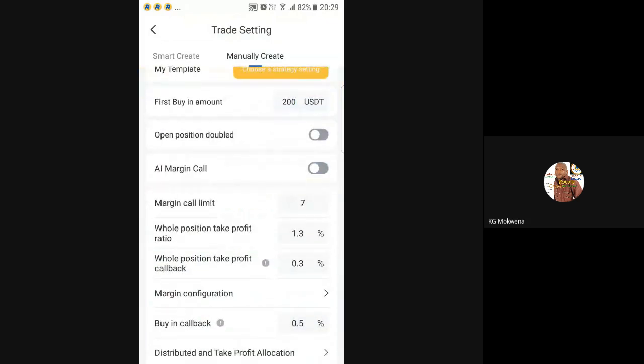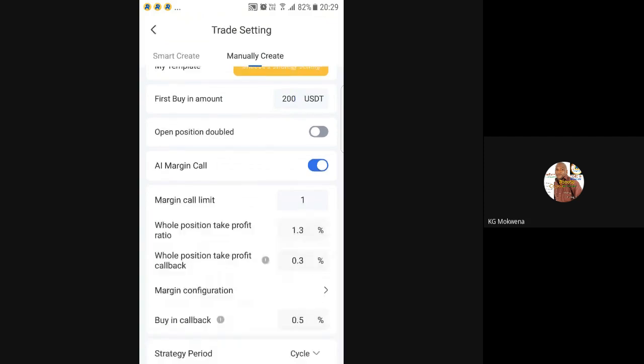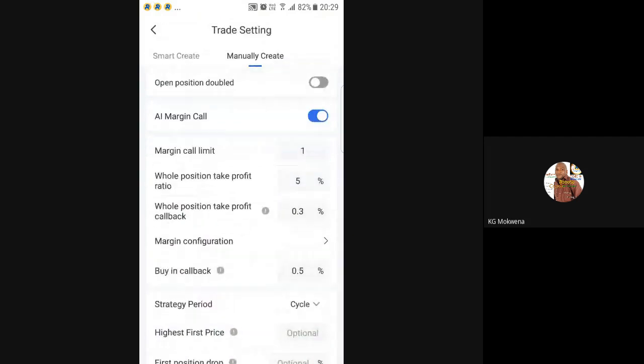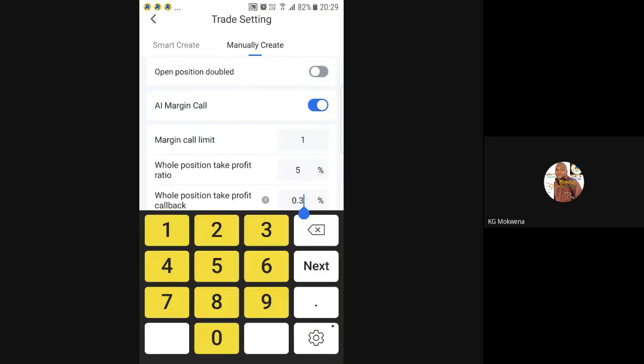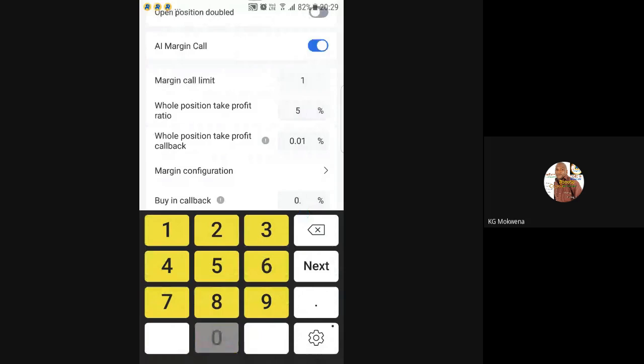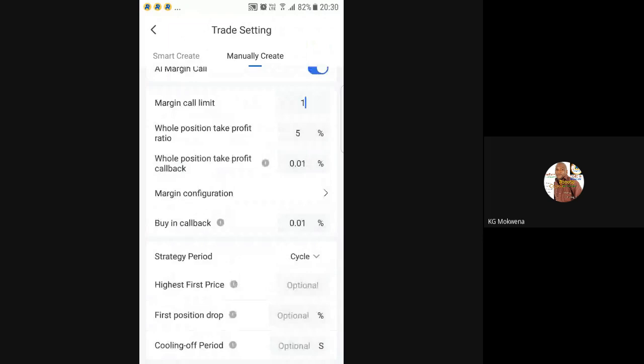AI margin call. And so what will happen now is, even if, say, for instance, in this case, you don't stop AI margin call, let's watch what happens. And then I put 1 here, because we're just going in with $200, and there will be not much to do thereafter. Now 5%, and then everything. Okay, because I want to collect profits faster, let me put 0.01 here, and then even here on buy-in callback 0.01, which is the minimum I think you can have there for those parameters.